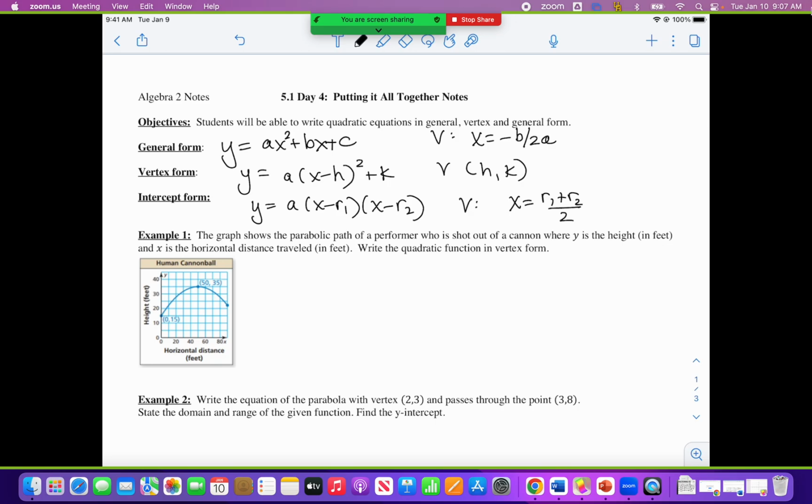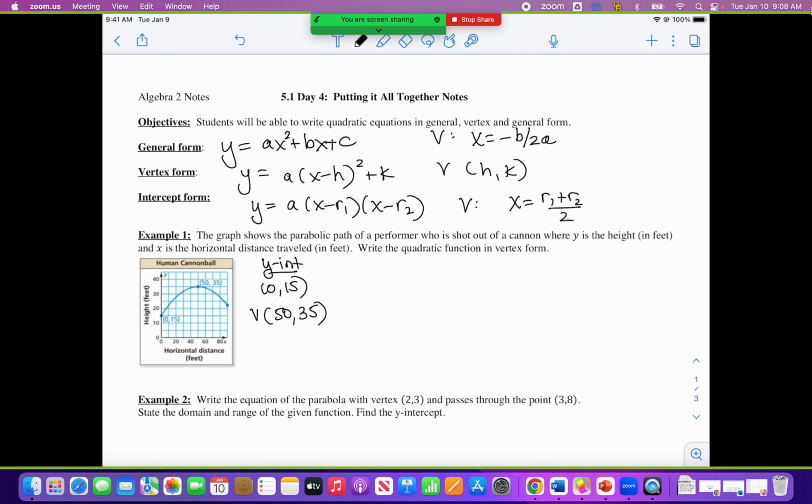So when you look at this, what information am I given? Can somebody tell us what you have in the picture? Yeah, Drew. Y-intercept. Good job. We know the y-intercept is (0, 15). What else do we have? The vertex. The vertex is (50, 35). Do I have the x-intercepts?